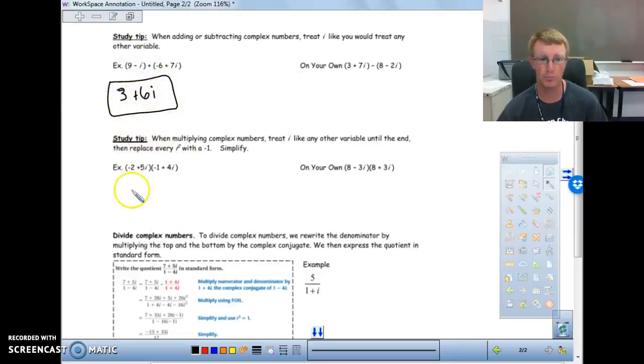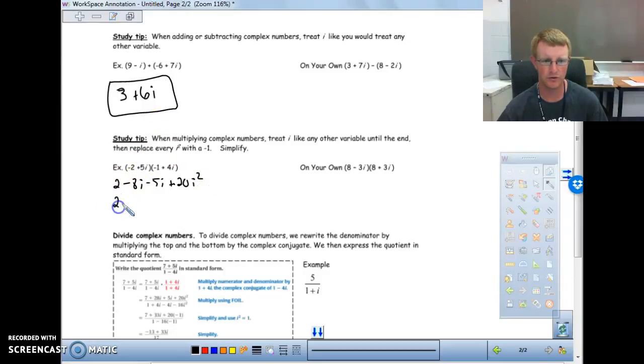Down here for multiplication, same thing. We FOIL just as we normally would. Negative 2 times negative 1 is positive 2. Negative 2 times 4i is negative 8i. 5i times negative 1 is negative 5i. And then 5i times 4i is 20i squared.